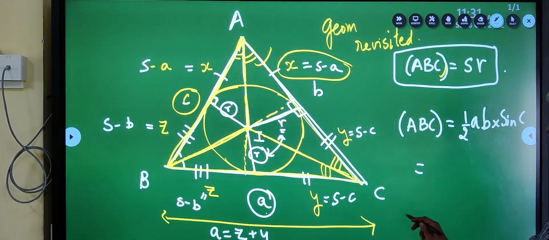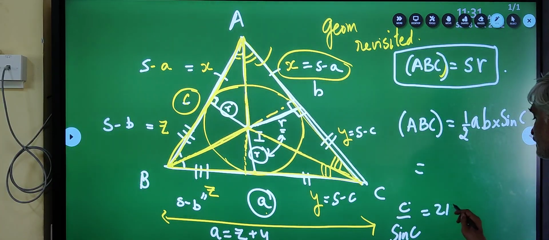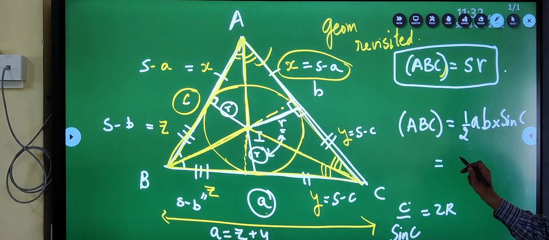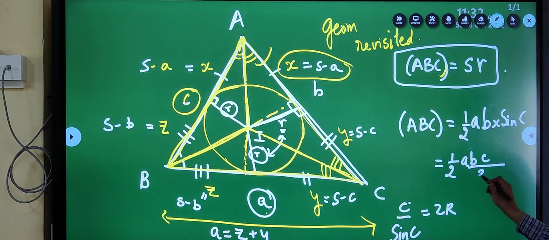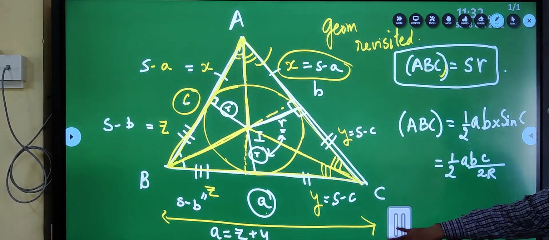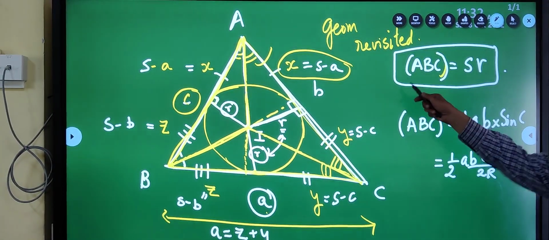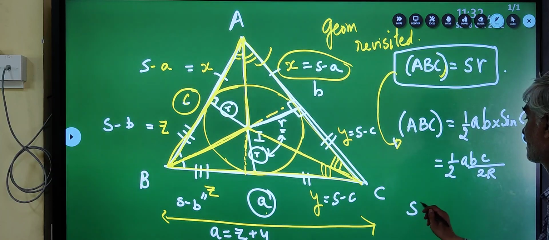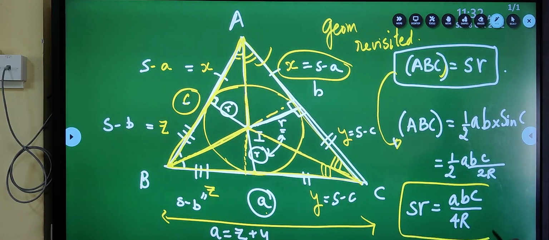And then of course we wrote c by sine C is equal to 2R. So this is the other formula that we have, and we combine these two formulas to get the area is equal to half ab c by 2R. Now what this is saying is that the area of the triangle is equal to abc over 4R, and now we will just plug this into the formula that we just got, and we get sr is equal to abc over 4R, and maybe I should just leave it at this.